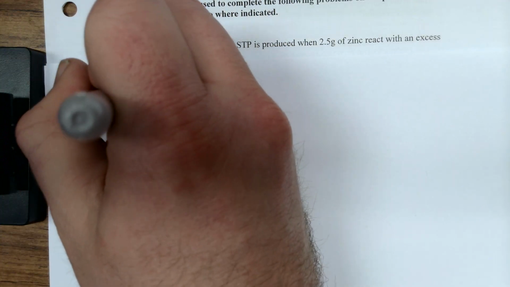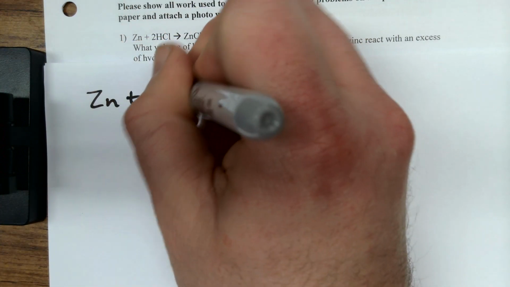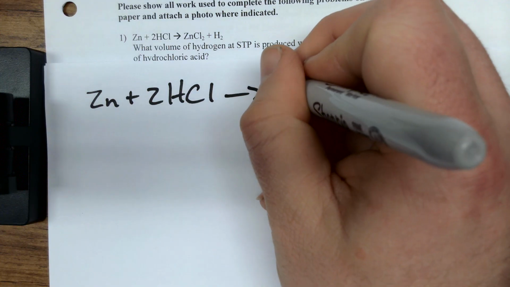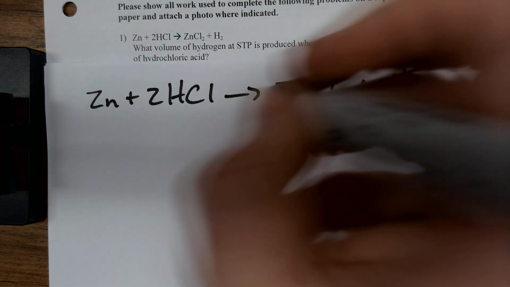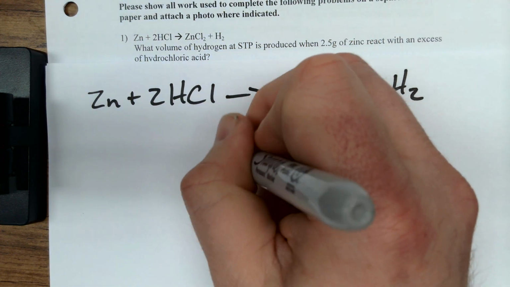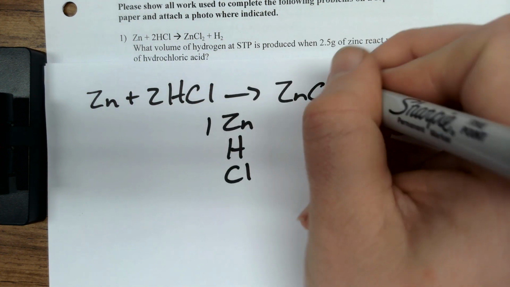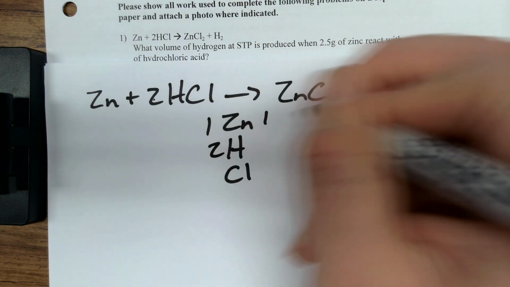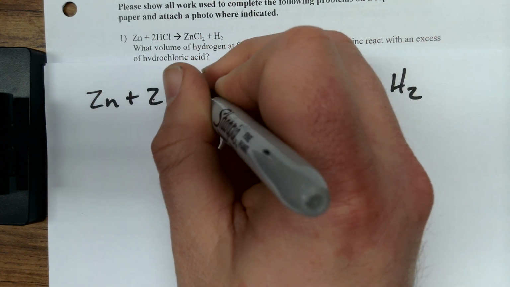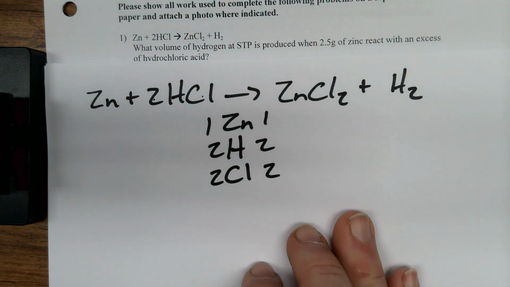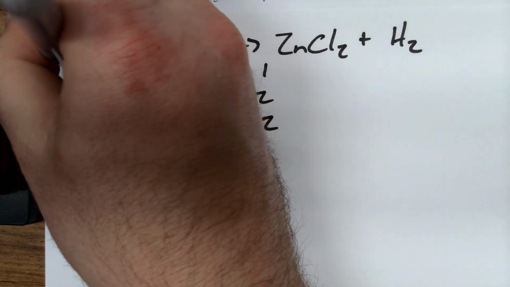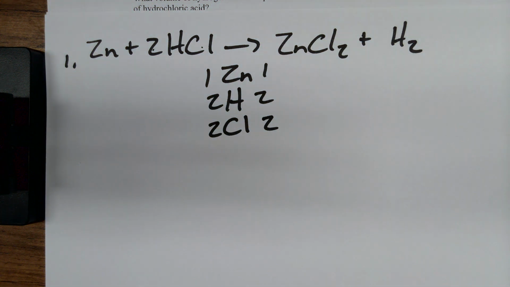If need be, I could rewrite the equation. Zinc plus 2HCl yields zinc chloride plus H2. And I could check for each element that everything's balanced. 1 and 1. 2 times 1 gives me 2. There's 2 over here. 2 times 1 gives me 2. There's 2 over here. I'm balanced. I'm all good. My first step is a success.